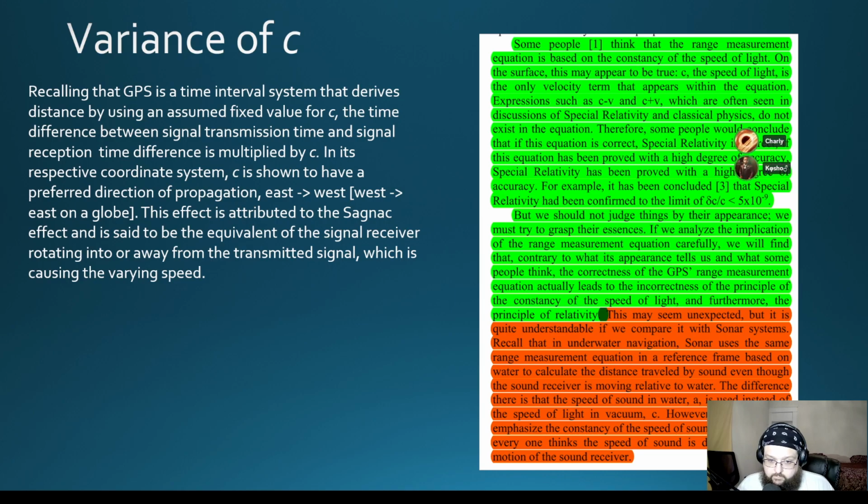It just isn't true. Can you explain exactly why it's not true, and not just your interpretation of what was said? That's not what he's saying, though, right? However, no one would emphasize that the speed of sound has constancy, and contrarily, everyone thinks that the speed of sound is dependent on the motion of the sound receiver. Is it not dependent? Isn't it the wavelength? How they're using the range measurement equation for sonar, wouldn't it be dependent on the motion of the receiver through water?